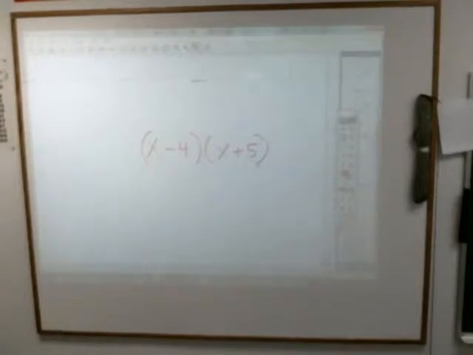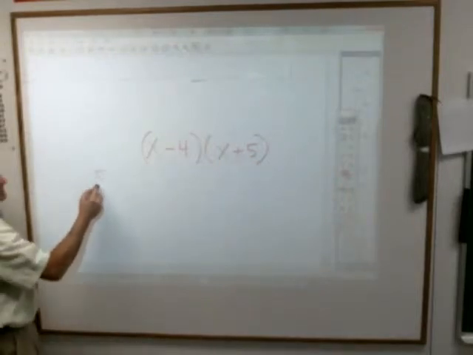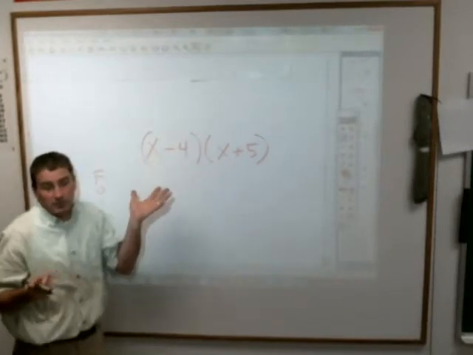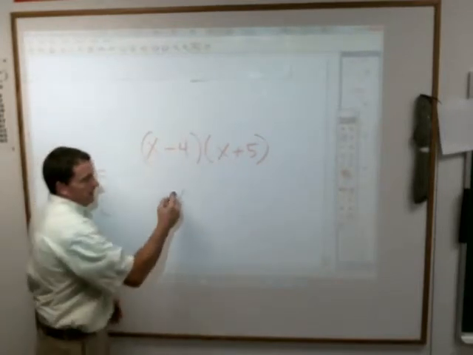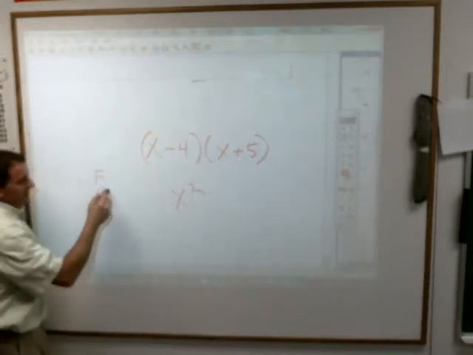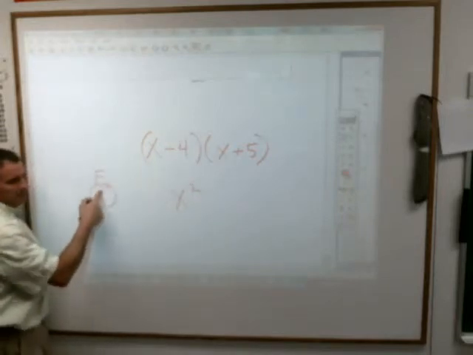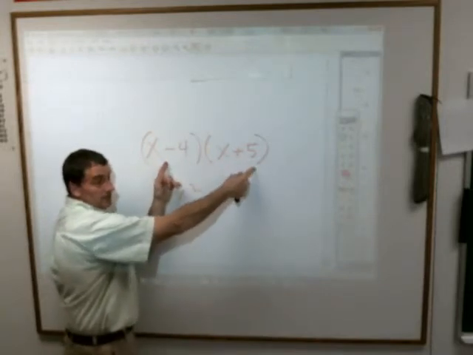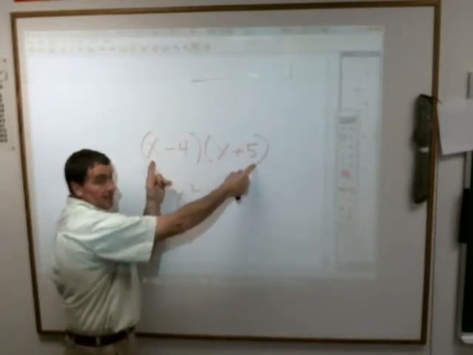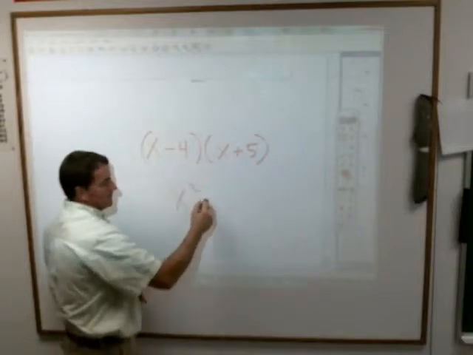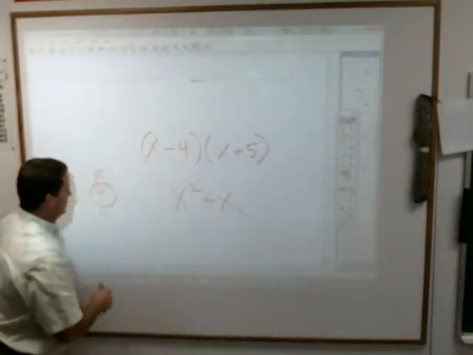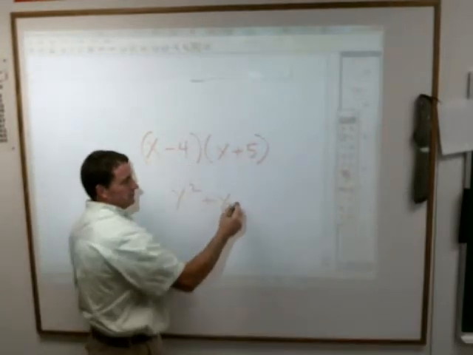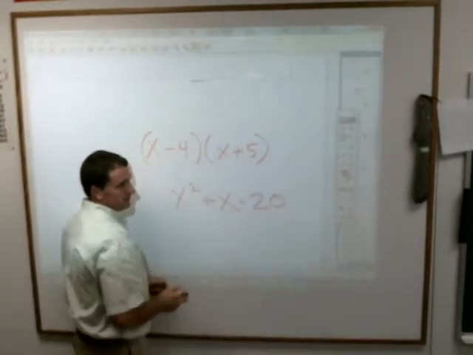If you think in terms of FOIL, it's not that hard, because your first term is always going to be what you get when you multiply the two first things together, which is x squared. You are going to end up combining the two outsides and the insides. You have a 5x and a minus 4x, which gives you 5x, take away 4 of them, just an x. And your last term comes from the last thing multiplied together, which is minus 20.